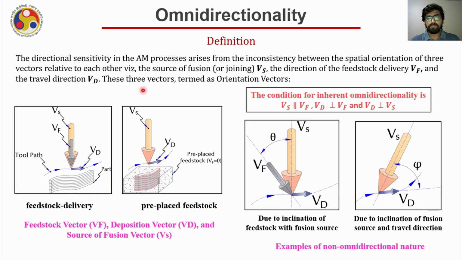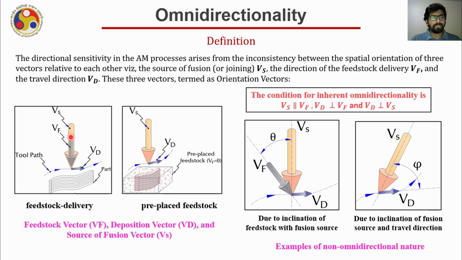An additive manufacturing system will be called omnidirectional if and only if the relative position between Vs, Vf and Vd remains consistent throughout the process. If it changes at any point of time, then the additive manufacturing system cannot be called an omnidirectional system. And as a result, as I already mentioned, the parts produced may not have the same metallurgical or geometrical properties at different locations. Therefore, you have to make your additive manufacturing system omnidirectional in such cases by providing some additional features to it.